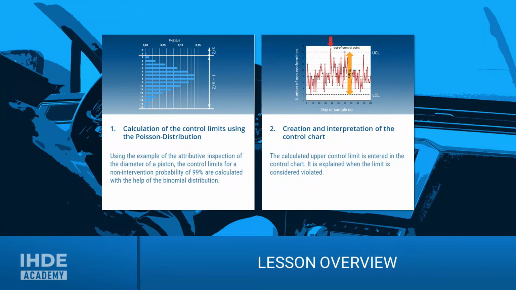This lesson is divided into two chapters. In the first chapter, we will use the Poisson-Distribution to calculate the control limits. And in the second, we will enter this limit in the control chart and discuss how it is to be interpreted.